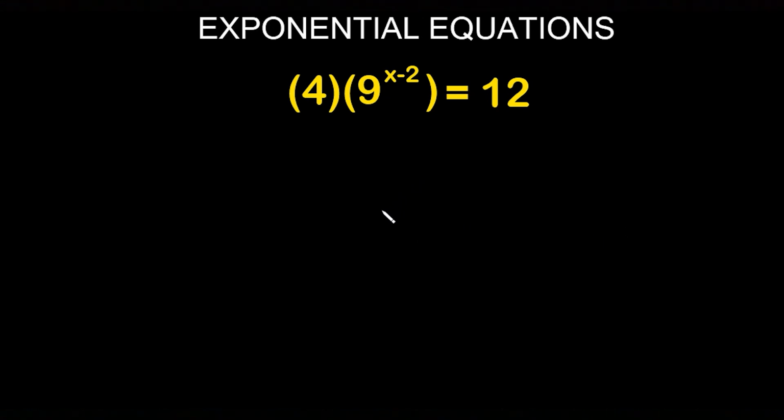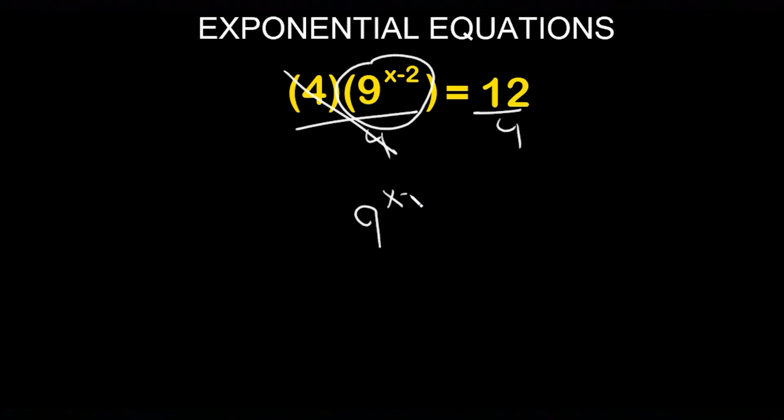Again, I cannot match up the base yet. Okay, I might be able to in this problem, just looking at it. But your first step here is you want to isolate the base and the exponent. So I have to get rid of this 4. And this 4 is being multiplied. So the opposite of multiplication is division. I'm going to divide both sides by 4. That will cancel out here. And 12 divided by 4 will give me 3. So now I have 9 to the power of x minus 2 equal to 3.